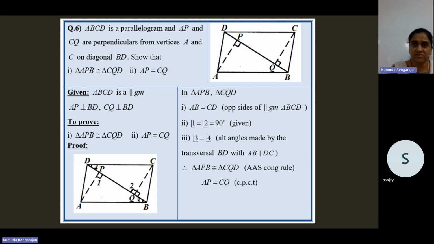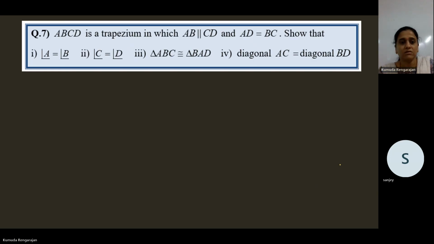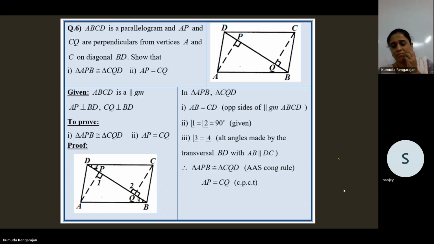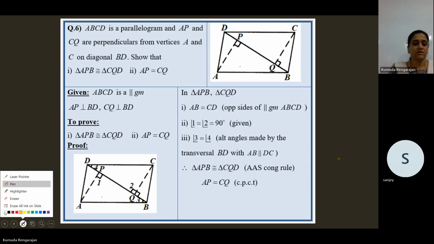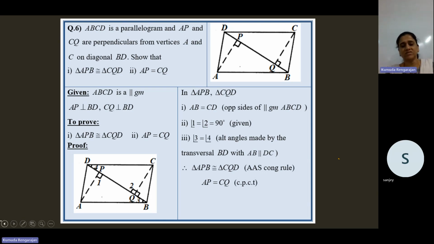Just take down this answer. It's time, children. So we'll discuss this in the next class. We've already discussed this earlier. Then we have one more to complete this exercise. Take down this. Quickly complete this. We have discussed this in session 1. We'll do it again in the next class. Now just take down the answer. Question and the answer.